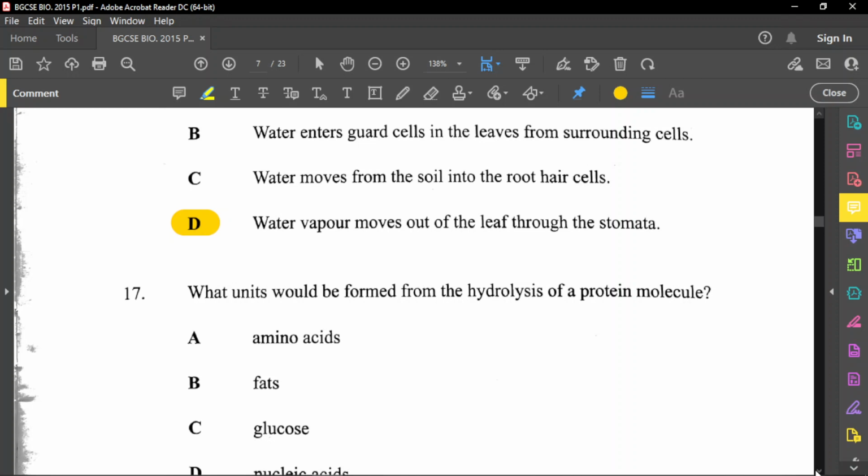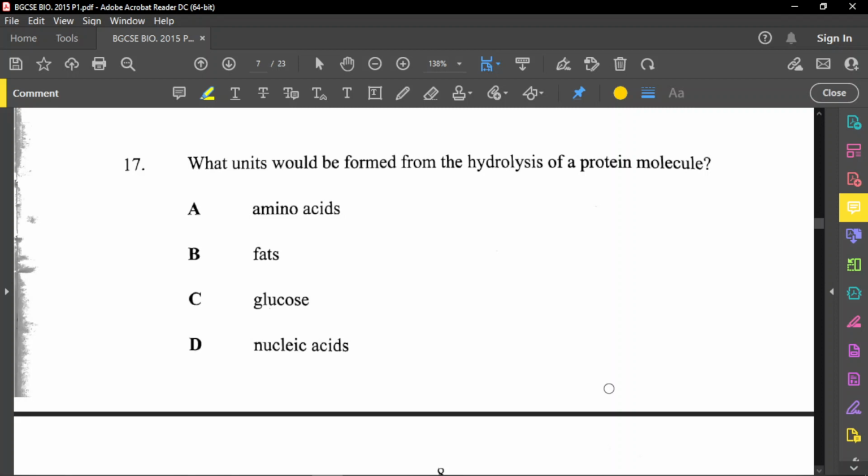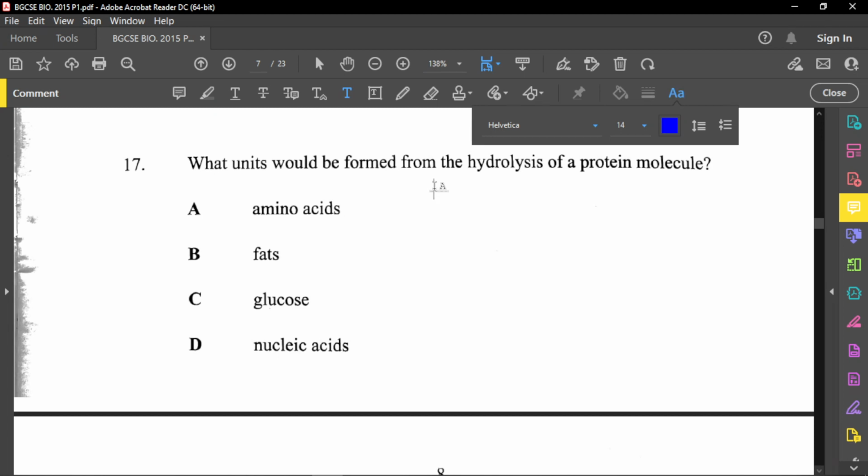Question number 17 is what units would be formed from the hydrolysis of protein molecules. And when we talk about hydrolysis, what you're talking about is the breaking down by water. So let's make a note of that. So hydrolysis means to break down by the use of water. So breaking down by water. All right. And so hydro means water and lysis means to break. So it's breaking down by water.